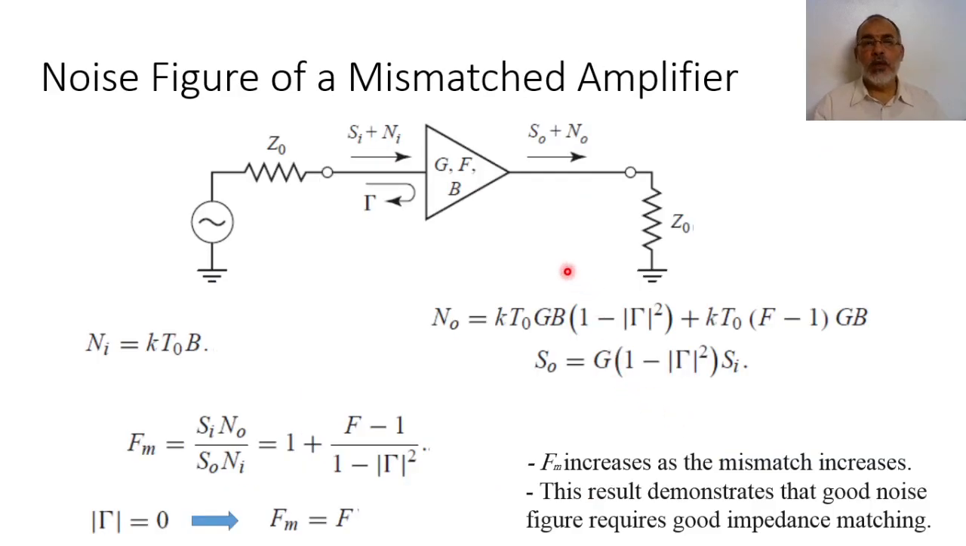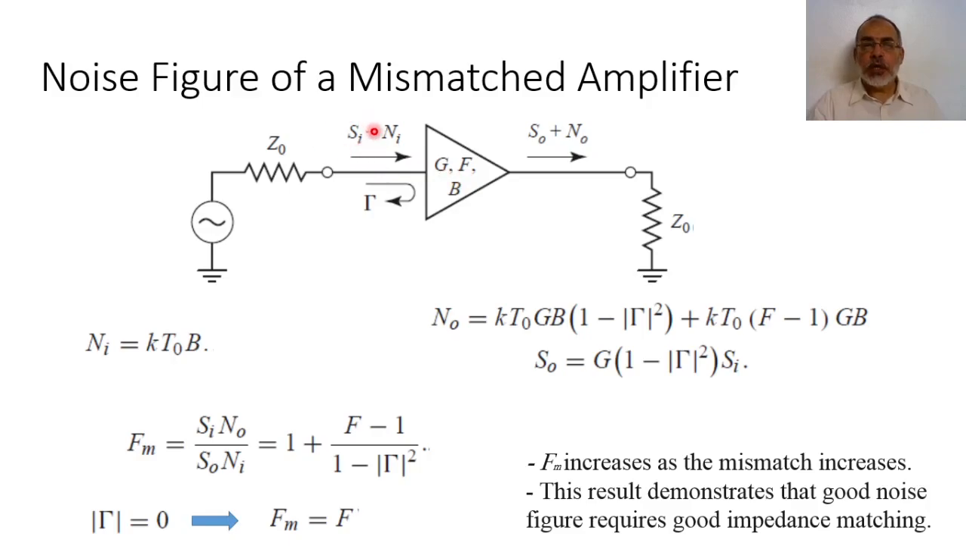Another example. What will be the noise figure for a mismatched amplifier? Assume that I have an amplifier with gain G, noise figure F and bandwidth B. And this amplifier is connected to a source with a characteristic impedance Z naught, such that this source is mismatched to the amplifier. In this case, we have a reflection coefficient from the source to the amplifier equal to gamma. And we already have the noise figure of the amplifier, F.